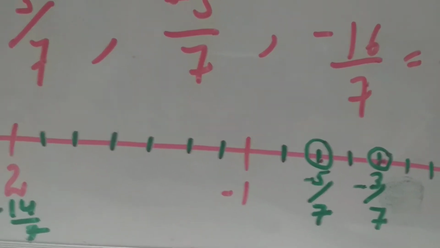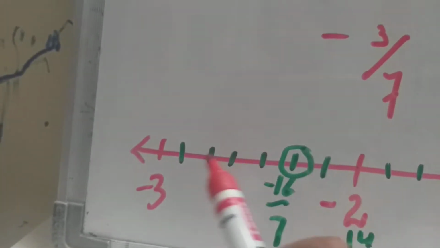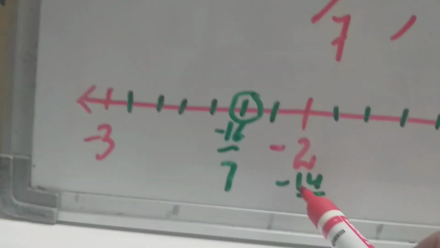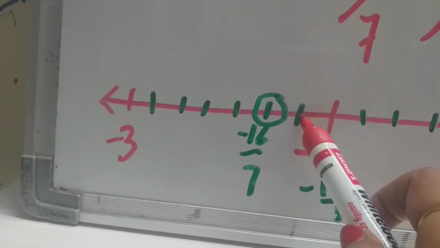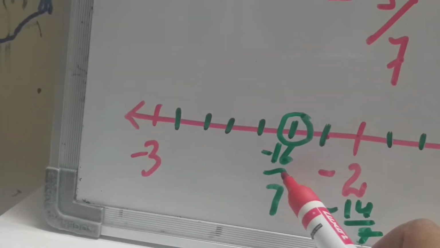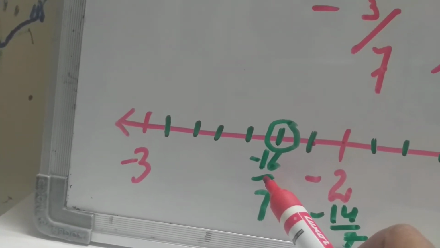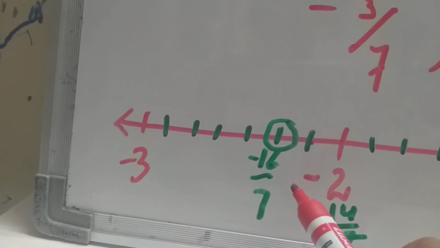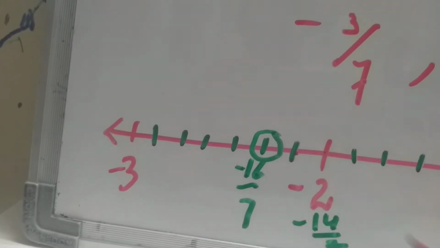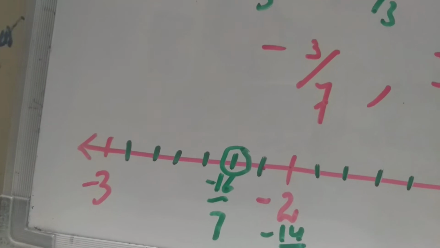Because this number, I told you, lies between minus 2 and minus 3, I'll directly divide minus 2 and minus 3 into 7 equal parts. And then as this place was minus 14 upon 7, this will be minus 15 upon 7, and this will be minus 16 upon 7. So doing this way, you can plot any rational number on the number line. So using this, you can easily complete exercise 1.2 of your book.